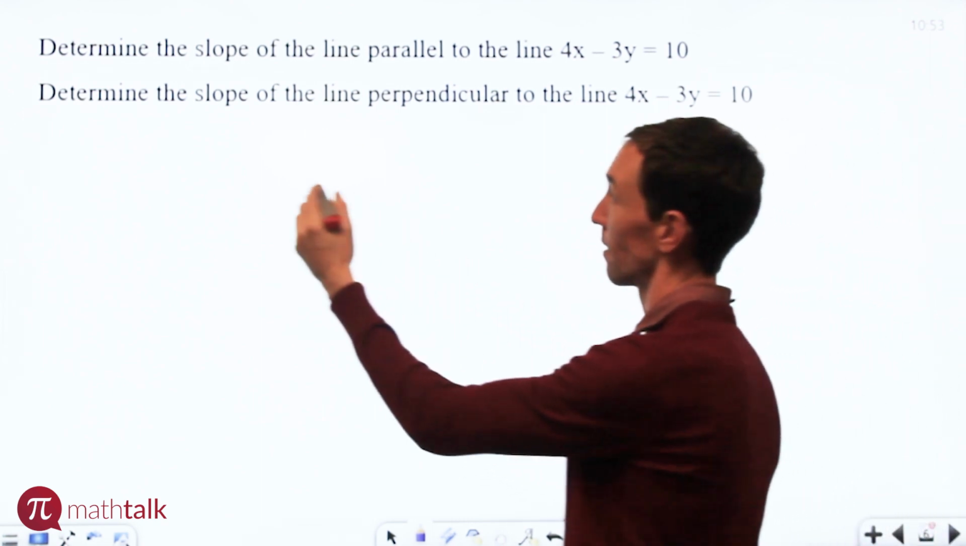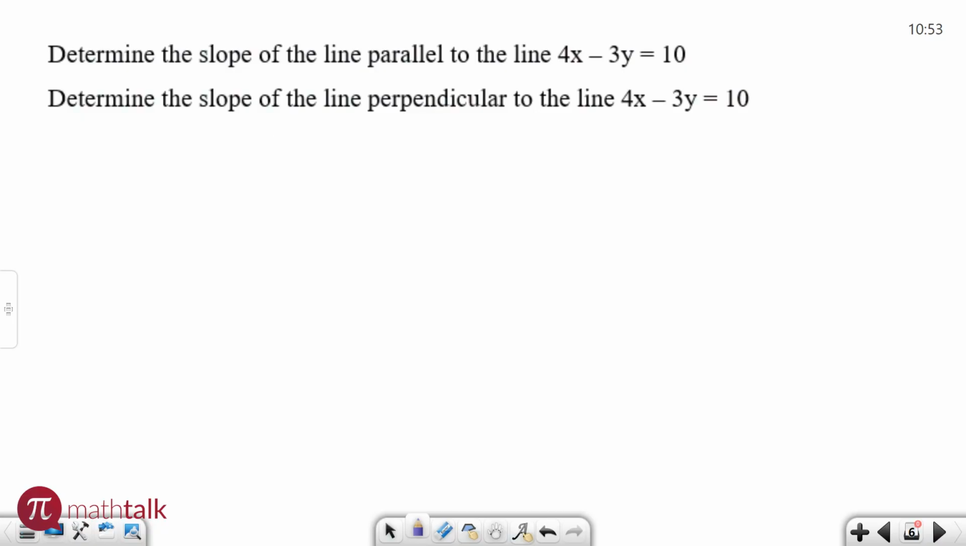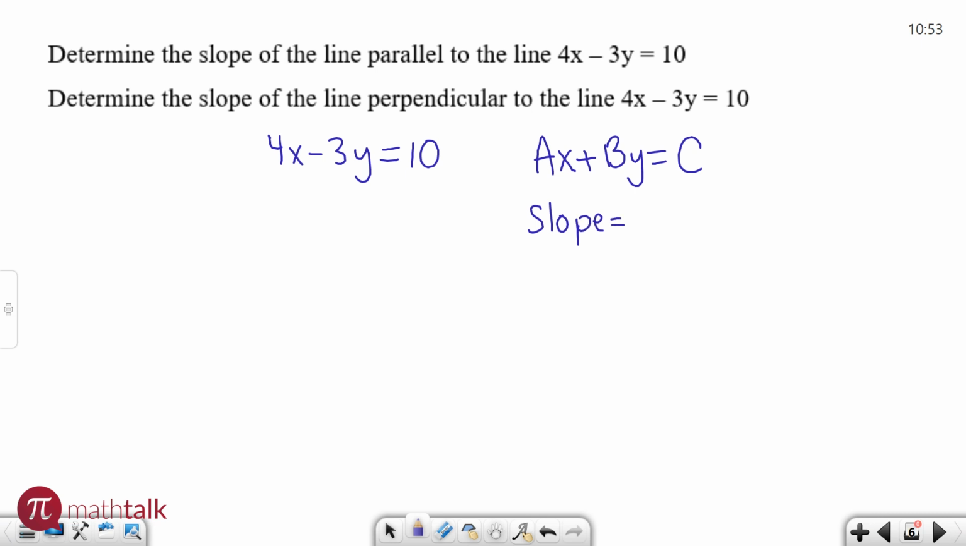And so this equation is in standard form, which is 4x minus 3y equals 10. So standard form of an equation is ax plus by equals c. And so there's a trick to finding the slope of equations in standard form. The slope is actually equal to negative a over b. So you don't have to manipulate the equation or anything like that. You just have to know what's a, what's b, and plug them into this little tricky fraction here.